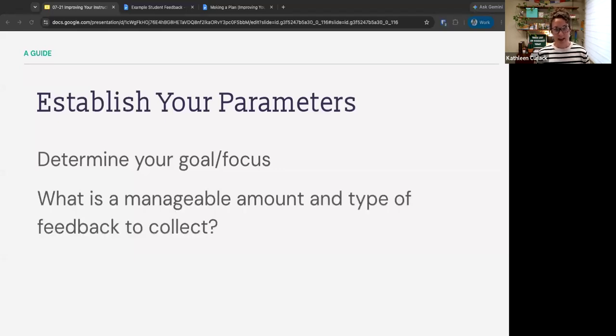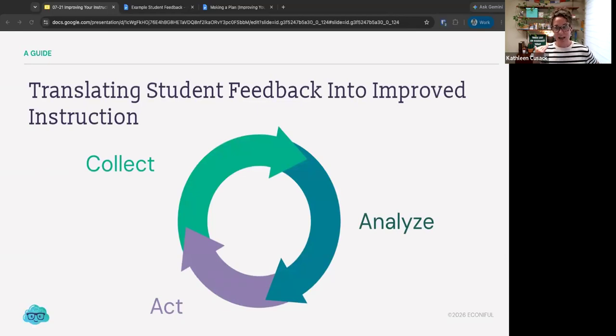Once you've got your goal, then you need to think about the reality of life. What is your capacity to collect and to analyze feedback, right? How much time and energy do you have to devote to it? No judgment there, but it's just important to be realistic with yourself so that you are collecting an amount of data that's manageable, and then you're acting on that data in a way that is manageable. I would say probably redoing your entire semester mid-semester is probably not manageable for most of us. So once you know your goal and your capacity, then you can begin the cycle.